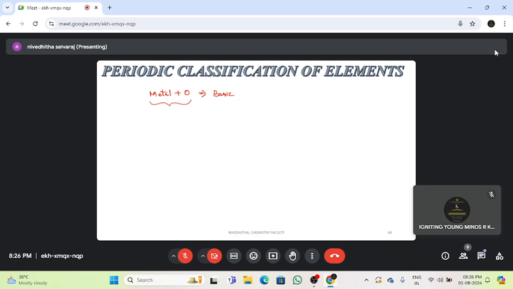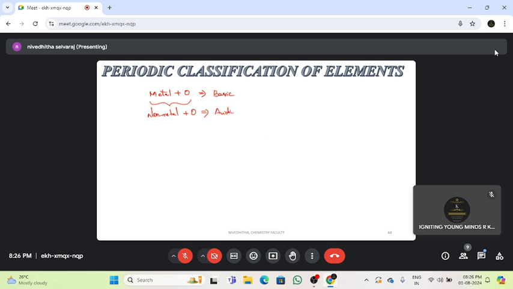What is the nature of sodium hydroxide? Is it acidic or basic? Basic, ma'am. So sodium is a metal and its oxide and its hydroxide are basic in nature. And similarly for non-metals: if a non-metal combines with oxygen to form an oxide, then it is acidic in nature.